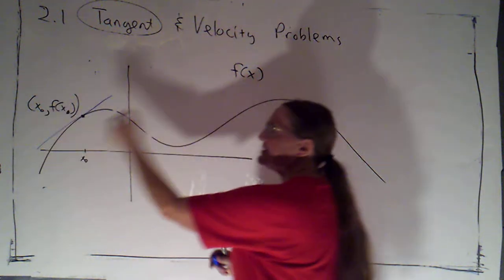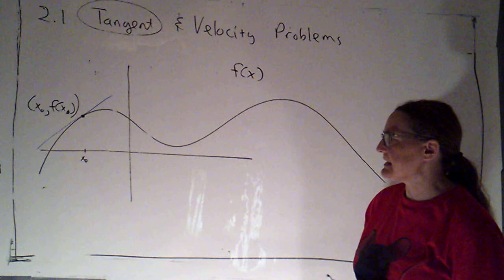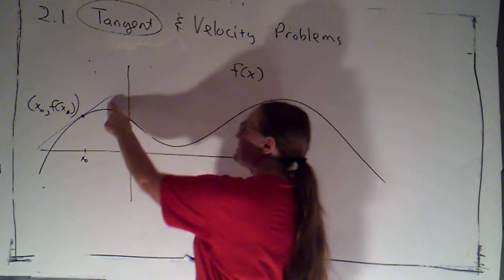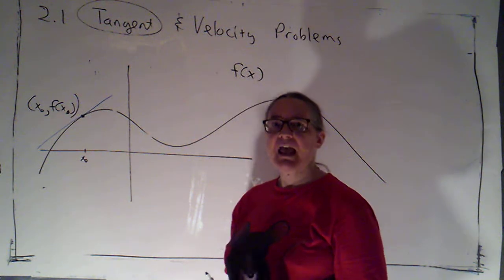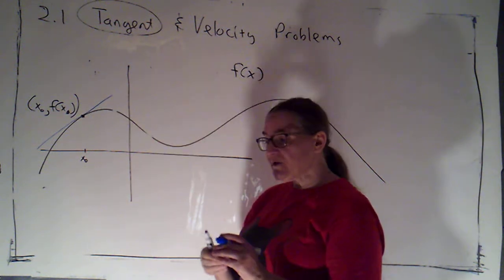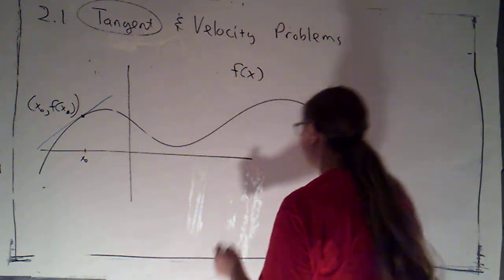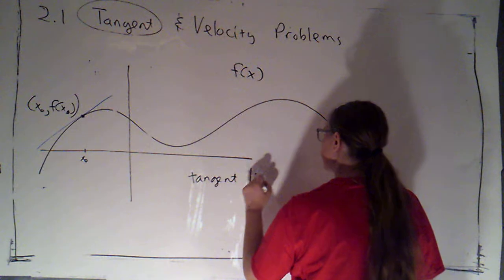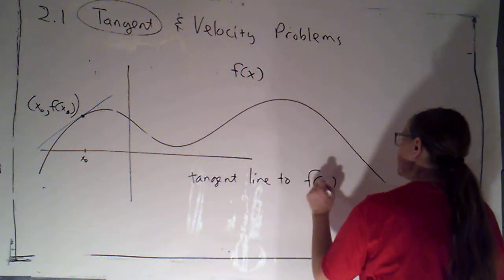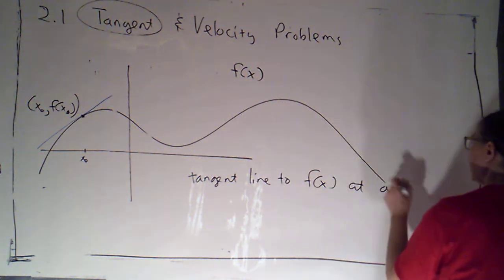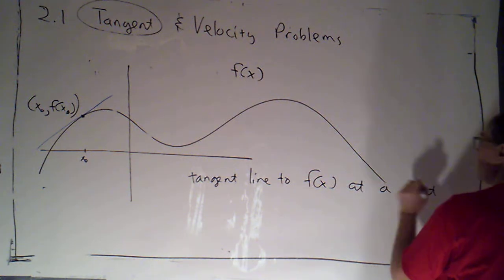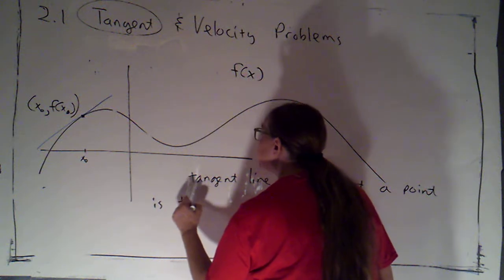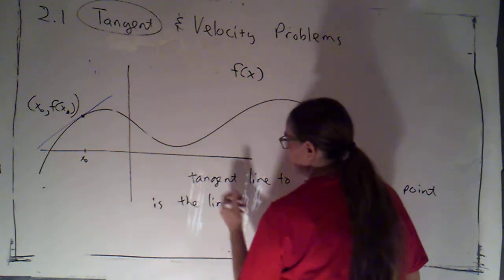we've got about the same steepness as that line that I just drew in. So the steepness of the curve at that point matches the steepness of this line. That line is what we call the tangent line. So the tangent line to f of x at a point on that curve is the line that best approximates the function.